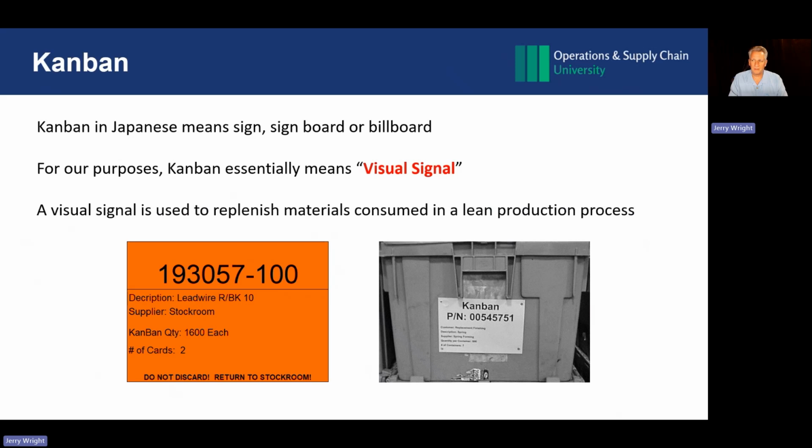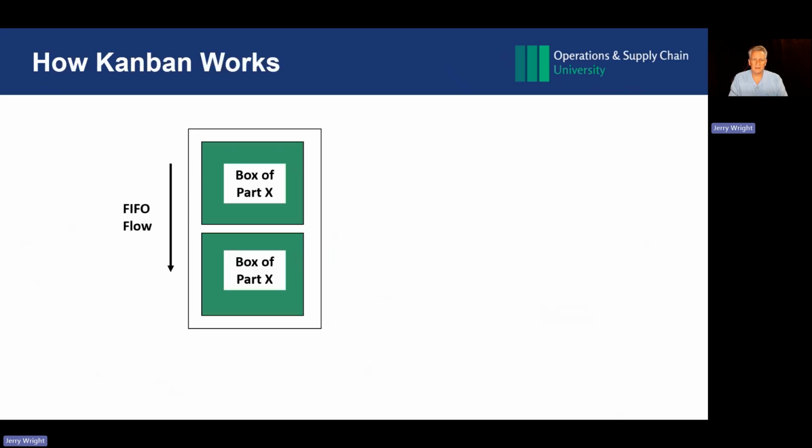Now let me show you how Kanban works in a very simplistic method. So here are two boxes of part X. They're on a flow rack. And again, first in, first out flow, we want to consume the parts in front and then get to the parts in back. Now let's say an operator comes up and says, hey, I need a box of part X. Here's our operator. Go get a box of part X, operator. Okay, great. They take a box of part X.